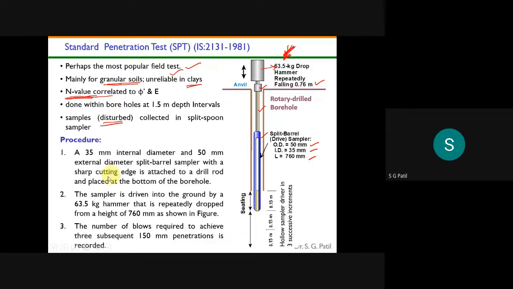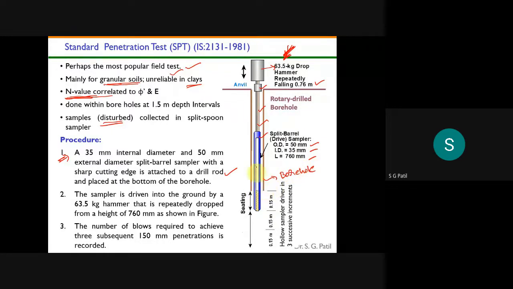Now we will see the procedure step by step. First, a 35 mm internal diameter and 50 mm external diameter split spoon barrel sampler with sharp cutting edge is attached to the drill rod and placed at the bottom of the borehole. These are the dimensions of the split spoon sampler. This split spoon sampler is attached to the drill rod, and you place it at the bottom of your borehole. This is your borehole.